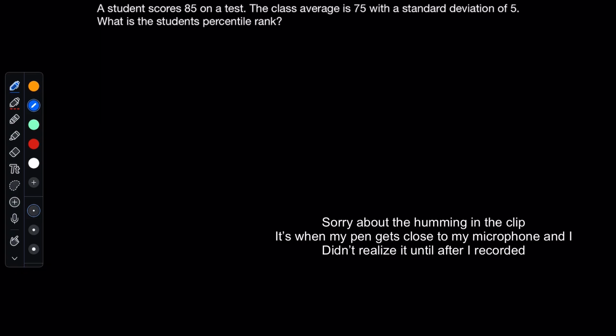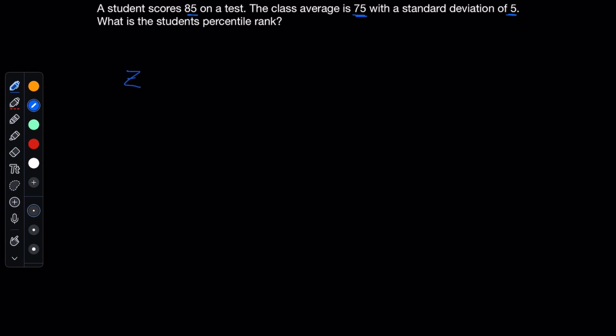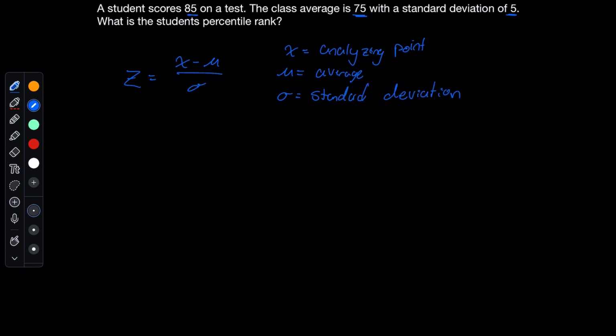The first example is a student scores an 85 on a test. The class average is a 75 with a standard deviation of 5. The first thing I'll do is write down our z-score formula, which is z equals x minus mu over sigma. Remember that x is the point that we're analyzing, mu is the average of the data, and sigma is our standard deviation. The question is also asking, what is the percentile rank?